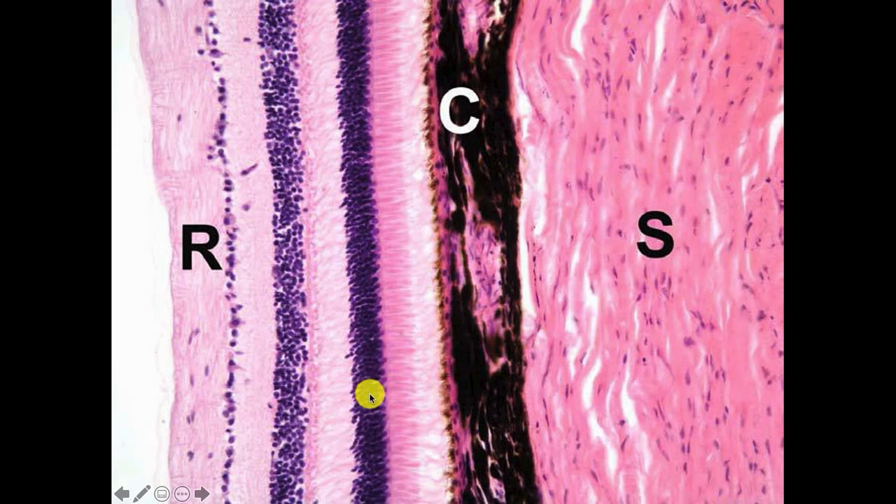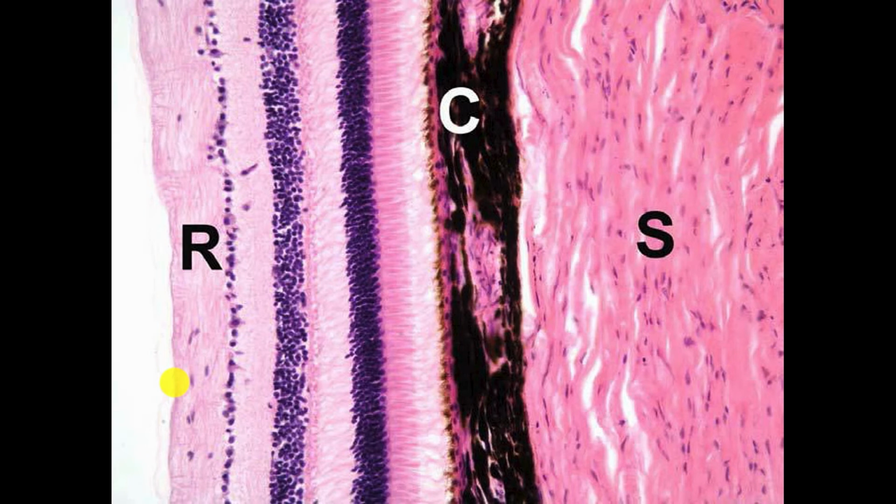Then we have the outer nuclear layer. Then we have the outer plexiform layer, then the inner nuclear layer, then the inner plexiform layer, then the ganglion cell layer, then the nerve fiber layer, and here we have the inner limiting membrane. The most important thing is to localize the inner and the outer by looking for the sclera.